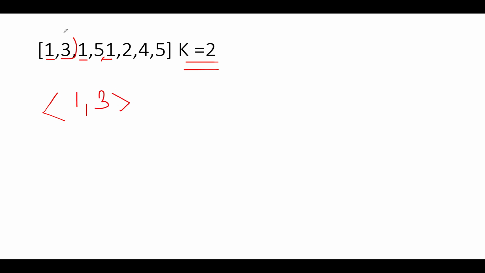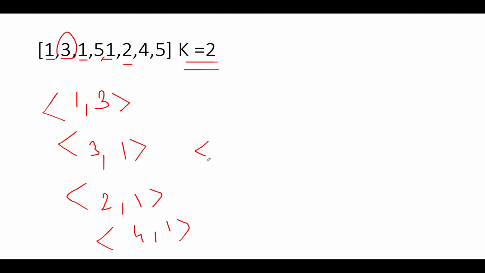Next we have 3. So 3 occurred only 1 time. Next we have 2. 2 also occurs only 1 time. Next we have 4. 4 also occurs only 1 time. Next we have 5. 5 occurs 2 times. Now we have successfully built our frequency map.